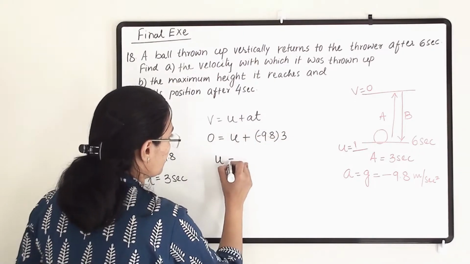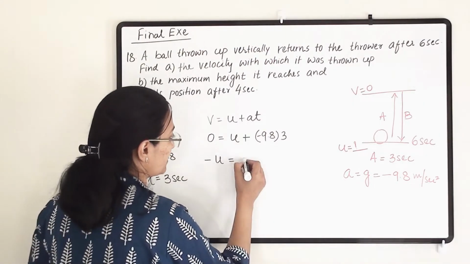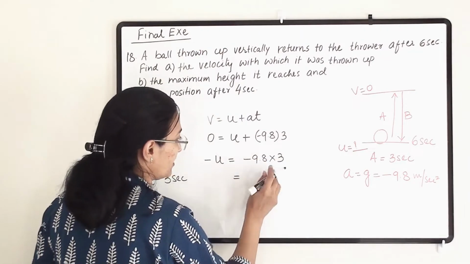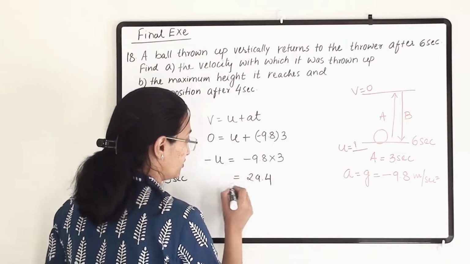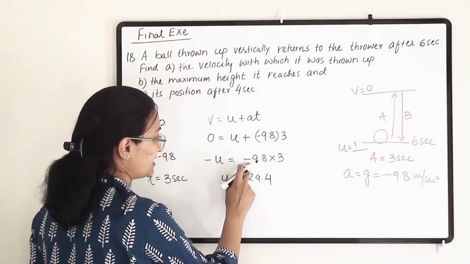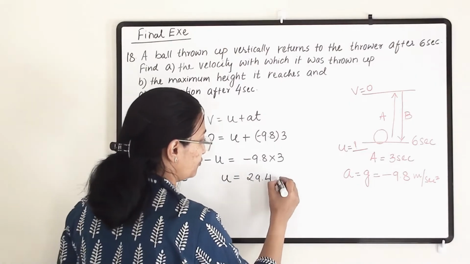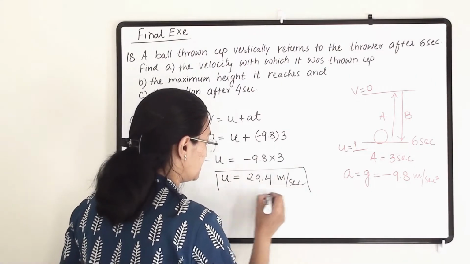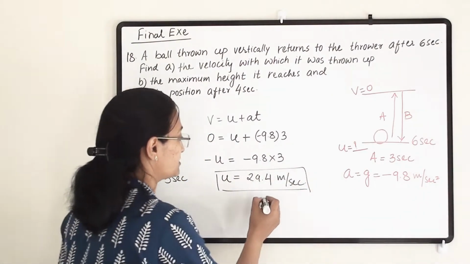So u equals, when u is going towards this side, it is going to be negative, and minus 9.8 into 3. When we multiply this, we will get 29.4. So from both sides we are cancelling out the negative sign. So u equals 29.4 meter per second. So this is going to be the initial velocity for the ball. So this is our first answer.